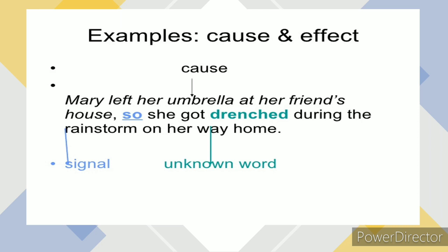The unknown word is drenched, and the signal word is so. From there, you can get the meaning of the unfamiliar word because of the cause, the umbrella, and so, and also the rainstorm. So, cause and effect context clue.